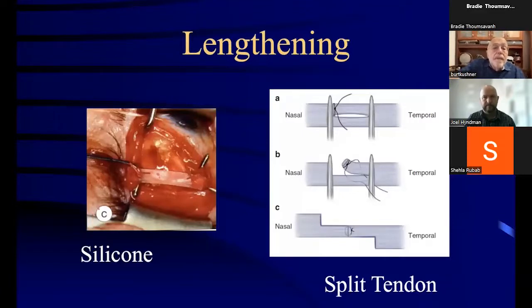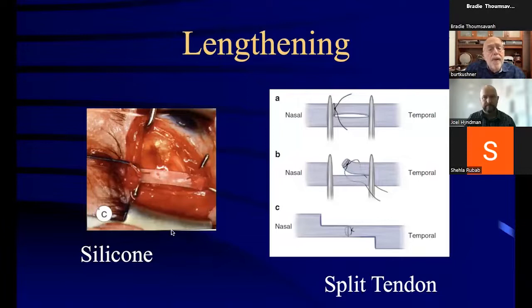Now, a more predictable way to weaken it, especially if you want to do it asymmetrically, is some kind of lengthening procedure. And this is a picture of Ken Wright's silicone expander, which a lot of people do and like, and it can be an effective procedure. There's some technical difficulties with it.